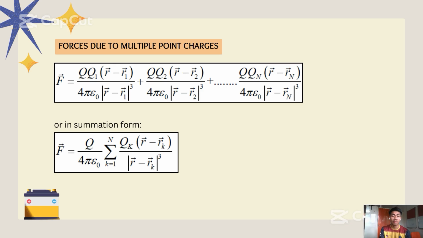In summation form, we use the formula: force equals Q over 4 pi epsilon naught, sum of Qk times (R minus Rk) over the magnitude of R minus Rk to the power of 3.